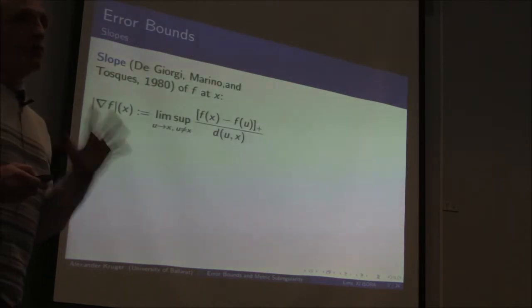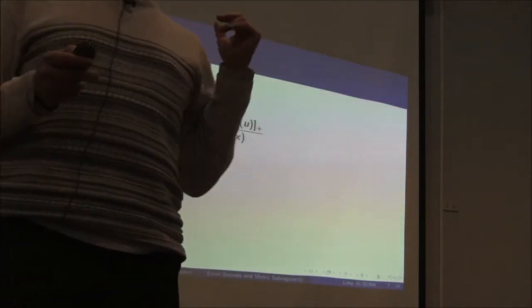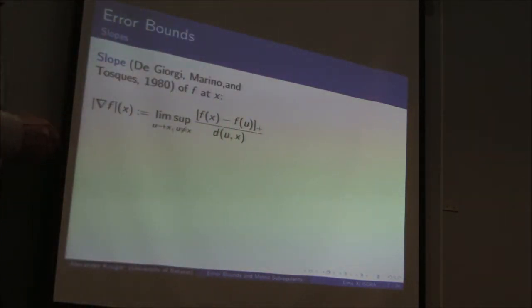The objects, the tools which can be applied for characterizing error bounds. For many years, this concept has been used for characterizing error bounds and many other properties. It was introduced more than 30 years ago. And again, everything is in metric spaces, no linear structure. This is basically the maximal rate of descent of the function at the given point x. Here plus has the usual meaning. Of course, this is a local characterization.